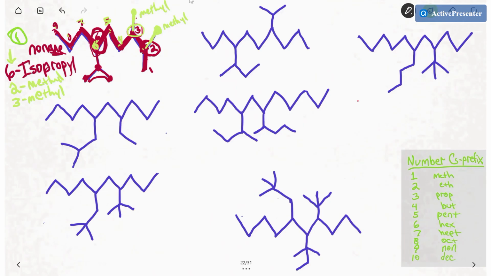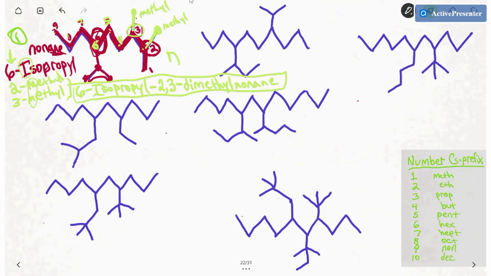Okay, so now we need to alphabetize these. We have an I, or we have these 2 M's from the 2 methyls. Well, I comes before M, right? So we're going to start with the 6-isopropyl hyphen, and then remember these other ones are both methyl. So we're just going to list the numbers 2, 3, and then hyphen, and then we have to use the di to say there's 2 methyls, and then we just continue on with the rest of the name of the parent chain, which is nonane. Okay, so this is going to be what this molecule is.